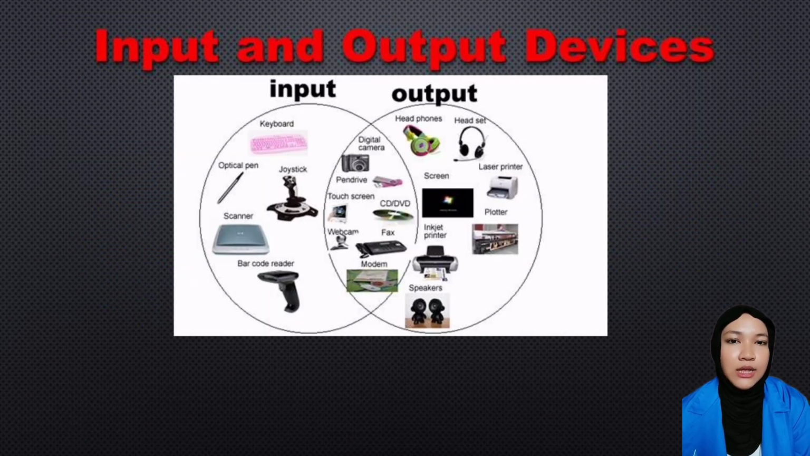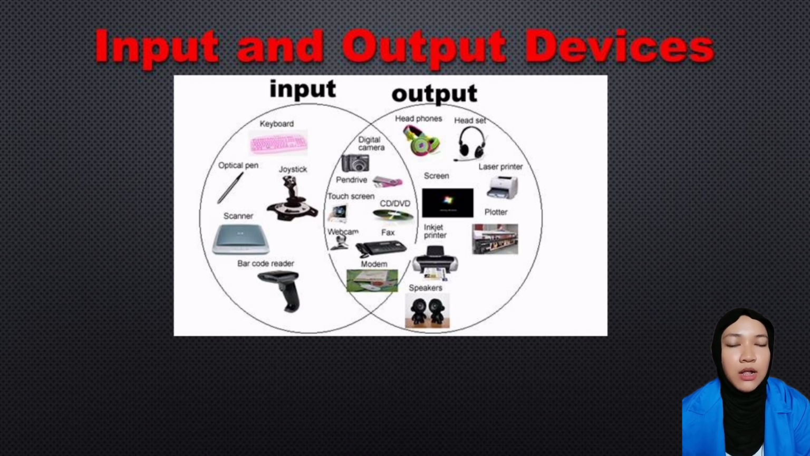And then this is an example of input and output devices. Input devices are tools used to enter data, commands, or instructions into a computer. For example, keyboard, mouse, scanner, microphone, webcam, joystick, and so on. Output devices are tools used to display the result of data processing by a computer to the user. For example, monitor, speaker, printers, headphones, projector, plotter.